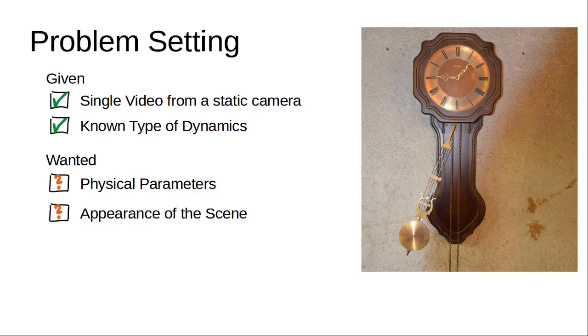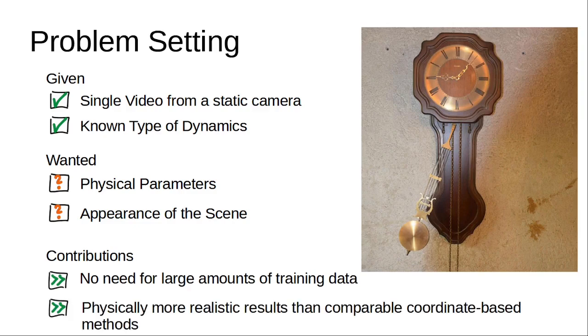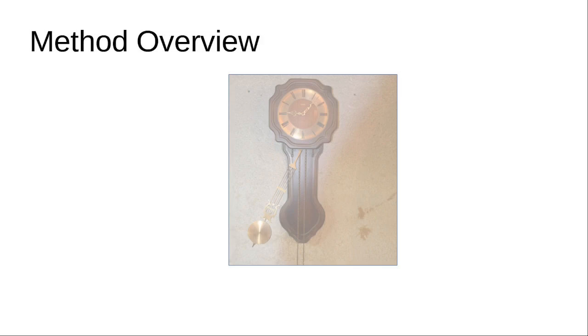Moreover, we are interested in obtaining a representation of the scene itself. That allows us to render the scene under novel physical conditions, for example, with changed damping. Our method eliminates the need for large amounts of training data from several of the previous methods. In comparison to other methods that also work on a per-scene basis, we achieve physically more realistic results.